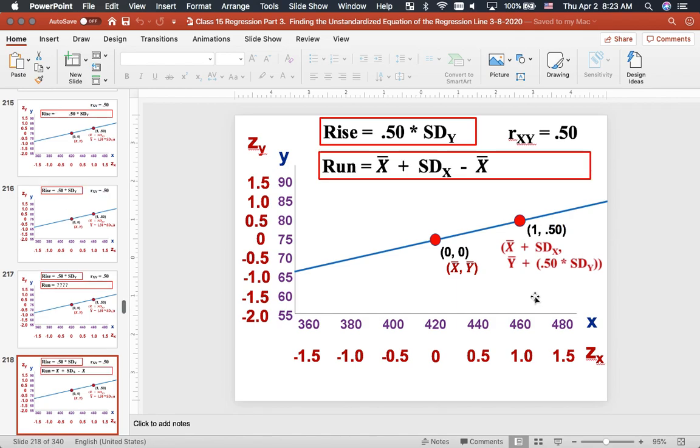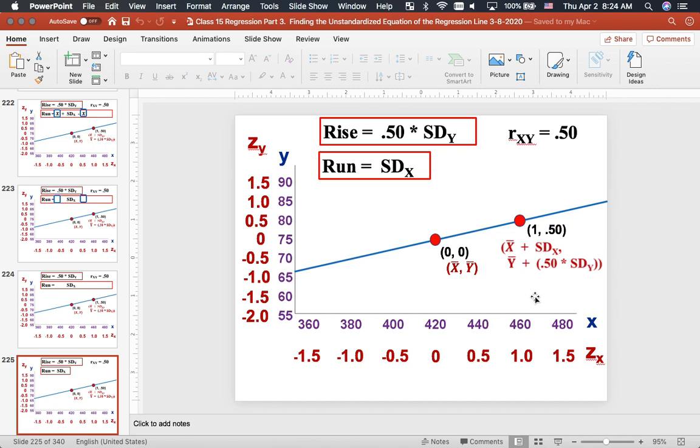Look at our run. So run is just x2 minus x1. So look, x2 would be the mean of x plus SD of x, minus the mean of x. So look at that, right there, and look, those cancel out. So look, that's how we get our formula for our standardized regression equation.